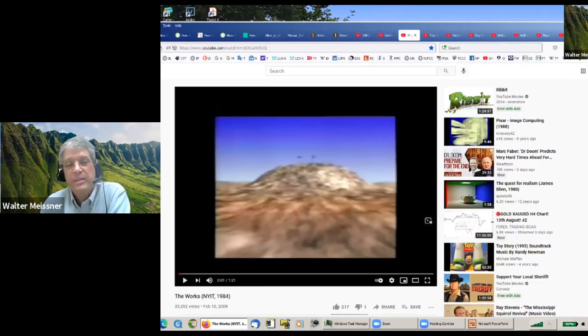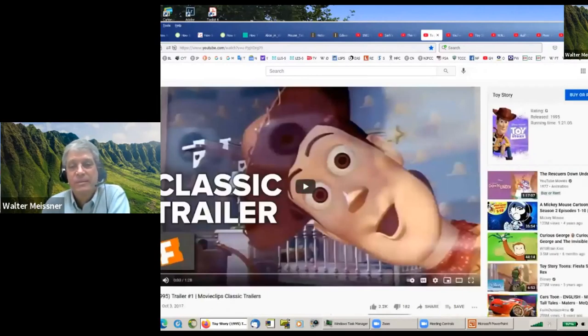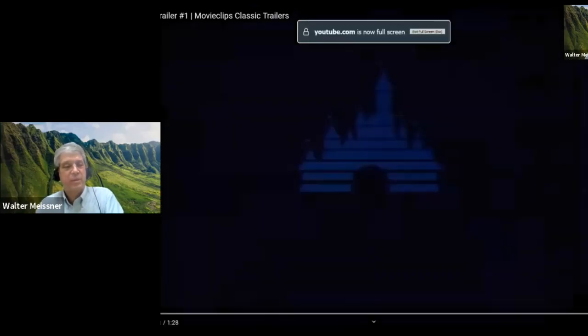Now, the interesting thing about this is after the effort collapsed, all the people either went to Utah or they went to Pixar after this. Now this one is more than a decade later. The interesting thing about this is the graphics has greatly improved, and it's a much better storyline, and this is the first Toy Story.